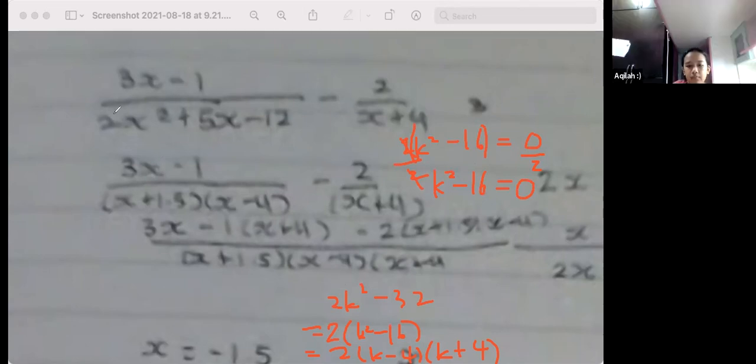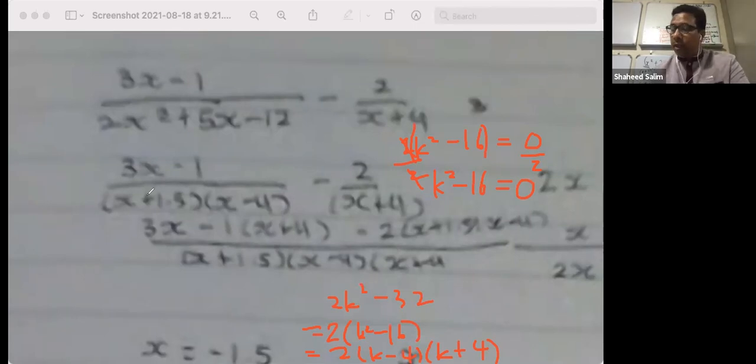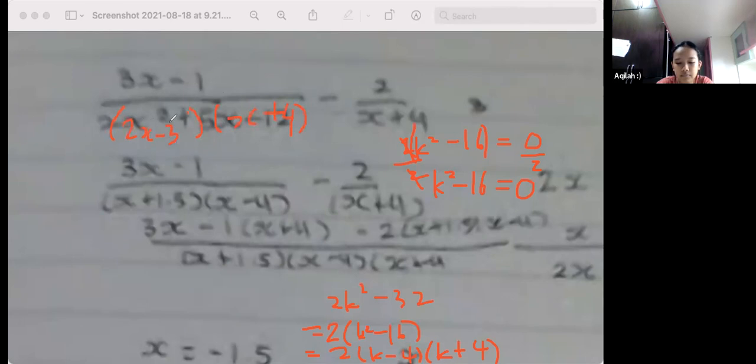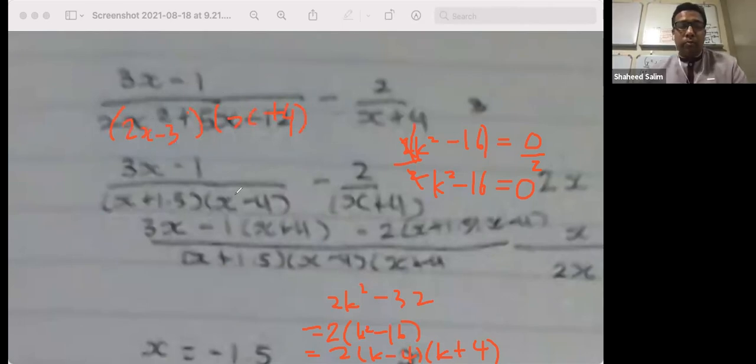So down here now, I'm going to give you the factorized version of this, because almost all the other parts you are okay. When you factorize this, you will get actually x plus 4 down here and 2x minus 3. And then on top, it was 3x minus 1. Yeah, 3x minus. Okay.